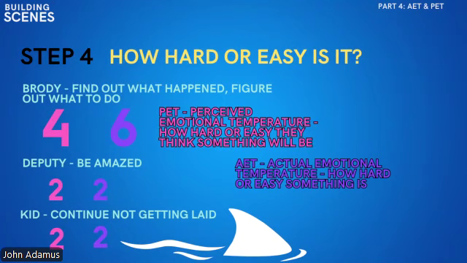Whereas Brody thinks it's just a boat attack or whatever. It's no big deal. I'm just going to investigate. So he thinks it's a 4. But it turns out once he sees the shark and sees the girl and sees how bad it is, it's harder than that. It's harder than he thought. So it's a 6. And then the kid continues to not get laid. That's a pretty straightforward goal because his girlfriend got eaten by a shark.